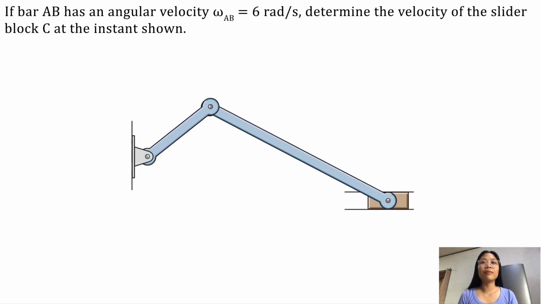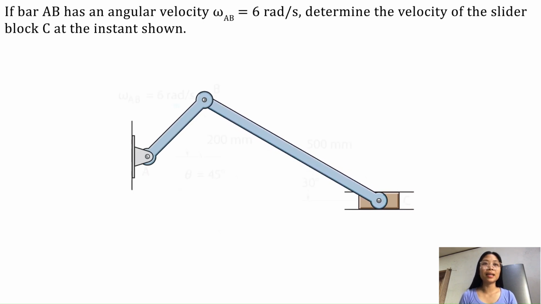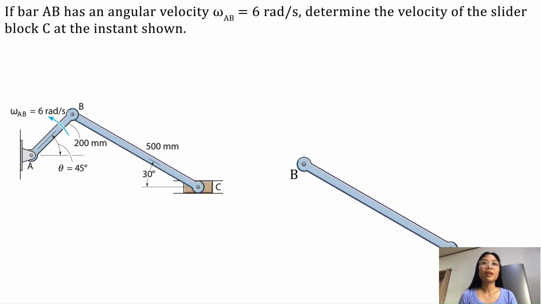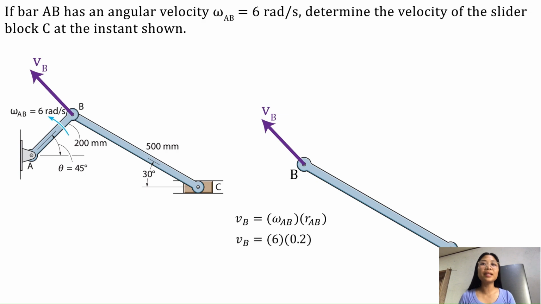We need to determine the velocity of slider block C at the instant shown. Let's draw a free body diagram of bar BC. The first step is to draw the velocity vectors of points B and C. We see that bar AB rotates about a fixed point, which means velocity B will be perpendicular to the link. We can figure out that velocity by multiplying the angular velocity of bar AB by the distance from point A to B, which will give us an answer of 1.2 meters per second.